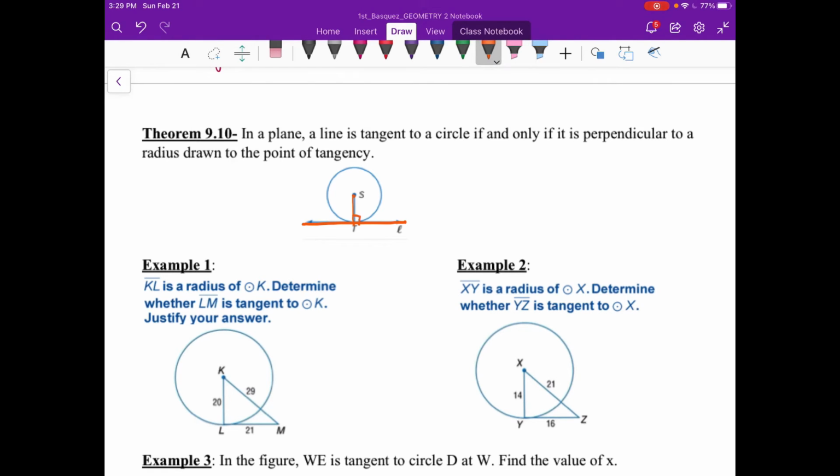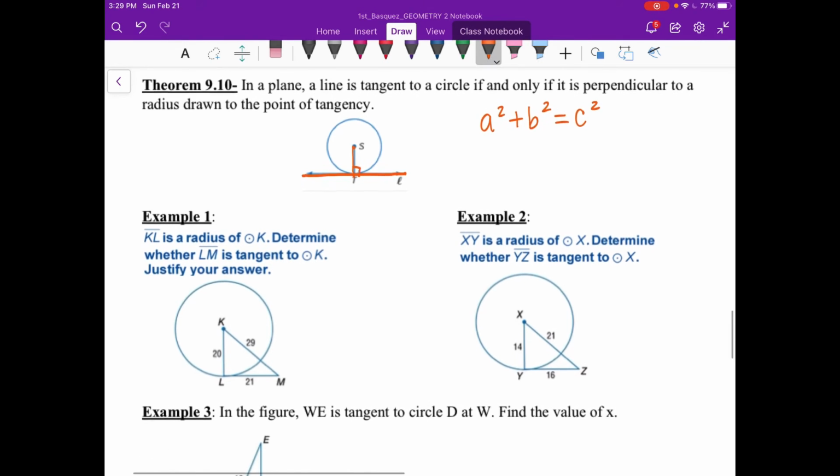So using this, I would be able to check by using the Pythagorean theorem. And remember, the Pythagorean theorem is a squared plus b squared equals c squared. So this is a formula that will come in handy to solve for the missing sides, like in this example right here.